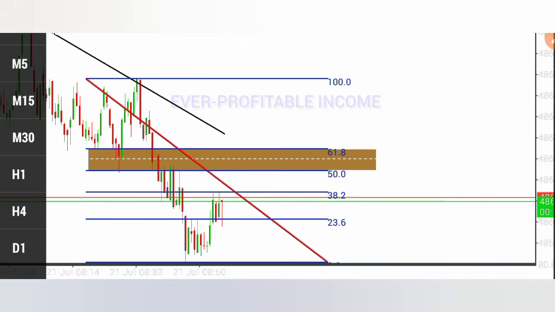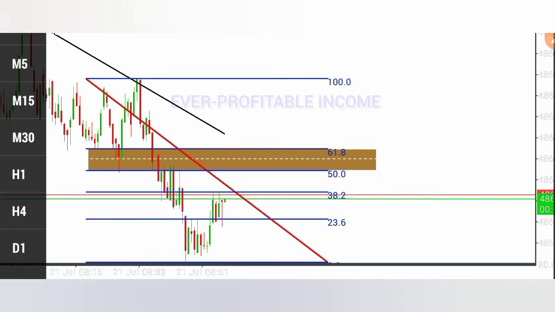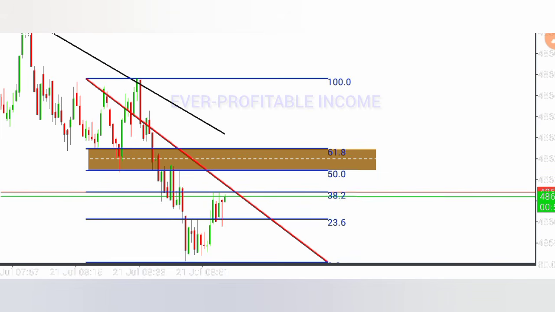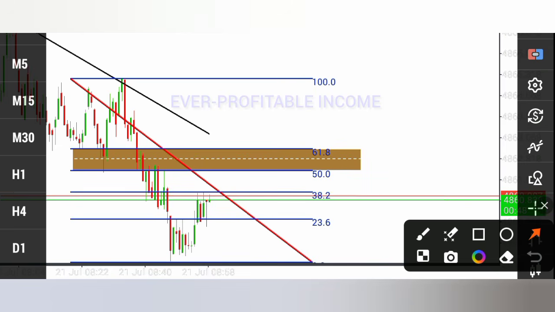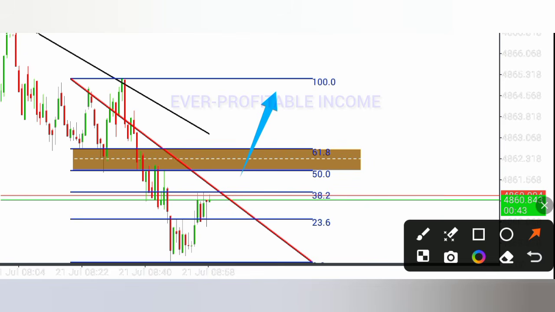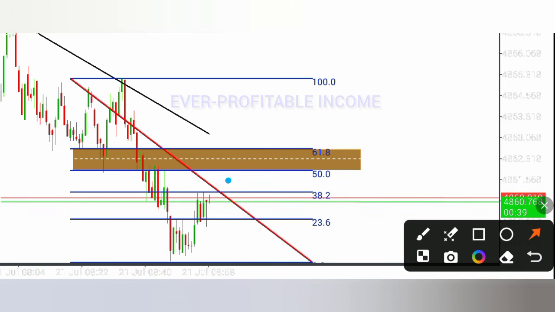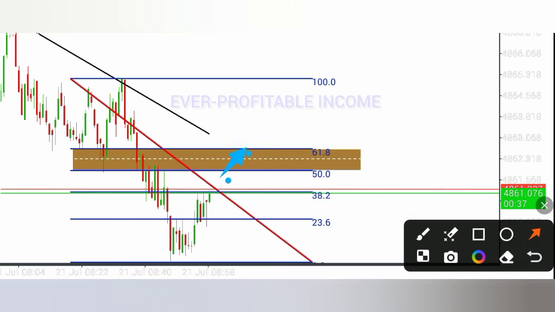If it comes back to this zone, I'm going to what? Sell. But if it doesn't, I have no trade. Or probably it comes and it goes above it, I have no trade. I'm not going to take any trade. So I will only take a trade when it enters this zone right here and then it reverses.